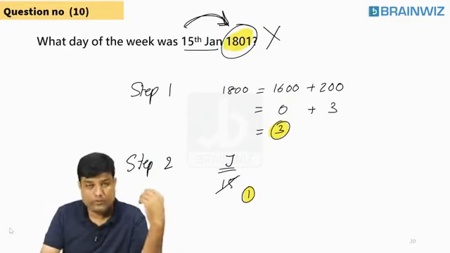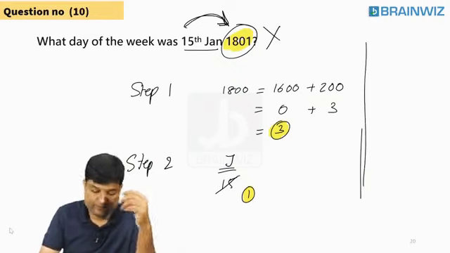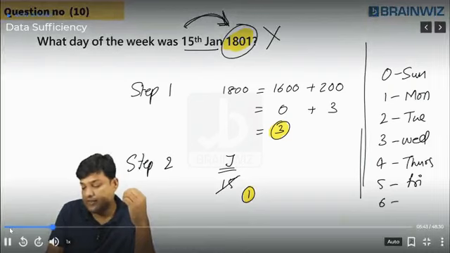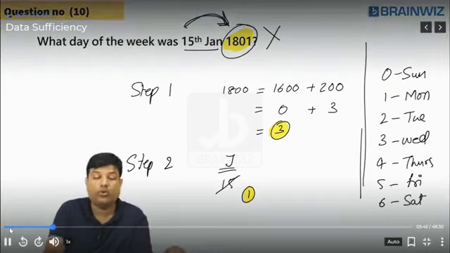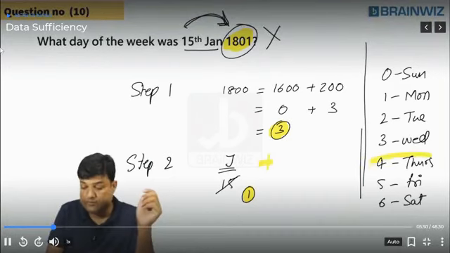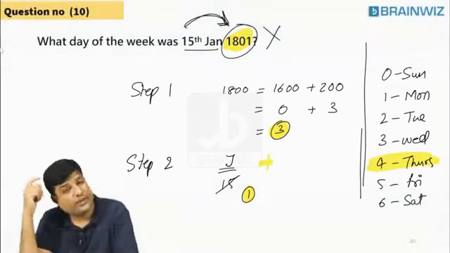So 3 plus 1 is 4. As I told you yesterday, 0 stands for Sunday, 5 stands for Friday, 6 stands for Saturday. So we all know the code word for this. 3 plus 1 is 4, and 4 stands for Thursday. The answer is Thursday. So I hope everybody has understood that.